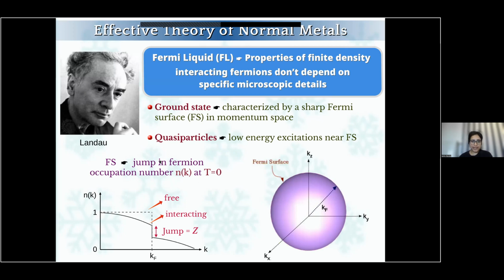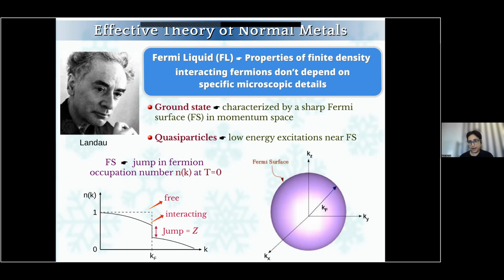Now, technically speaking, the Fermi surface is the jump in the fermion occupation number n(k) at zero temperature. That means it is the surface which divides the occupied states from the unoccupied states. And if we plot the occupation number against the momentum k, we see that there is this jump, which is the location of the Fermi surface or the Fermi momentum. Now, this definition applies to both free and interacting systems, and the jump is often denoted by the symbol Z. Now, the jump is equal to 1 for a free system, and it is reduced from the value of 1 for an interacting system.